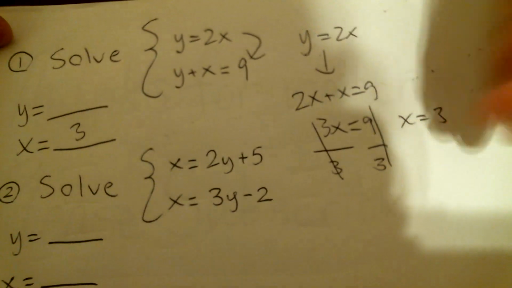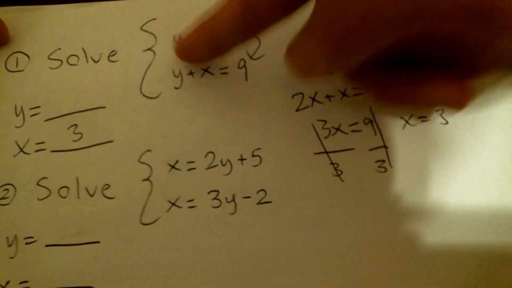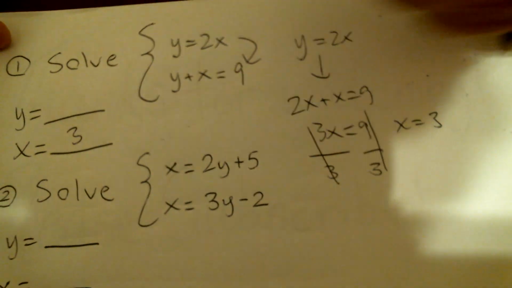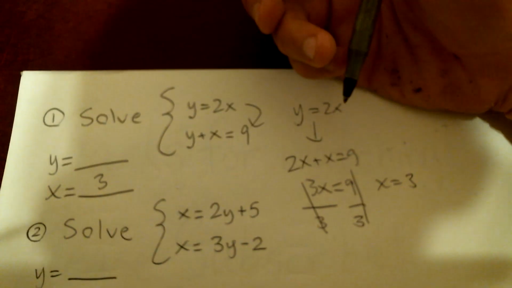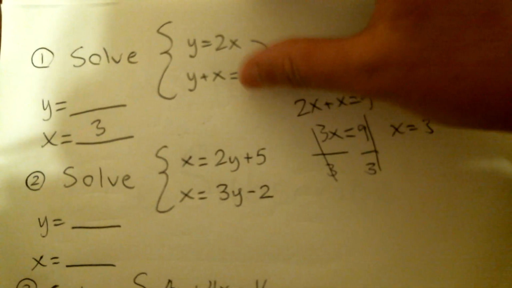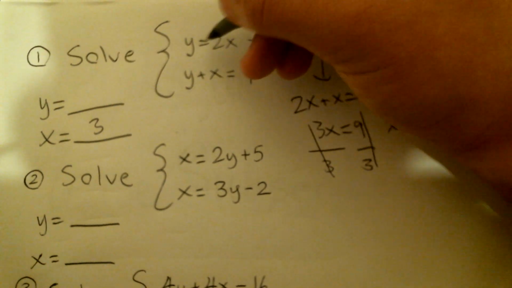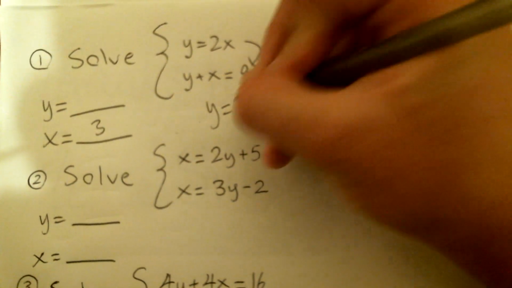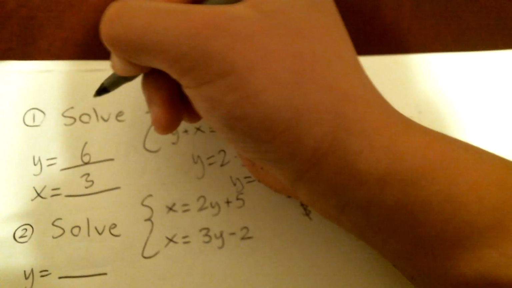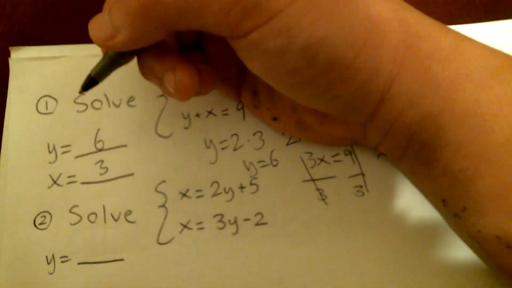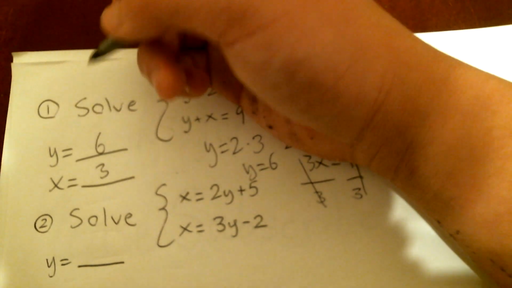And then we would go back and plug x equals 3 into this first one, since that appears to be the easiest way to solve for y here. So y equals 2 times 3, so that's 6. So we solved this one: y equals 6 and x equals 3.